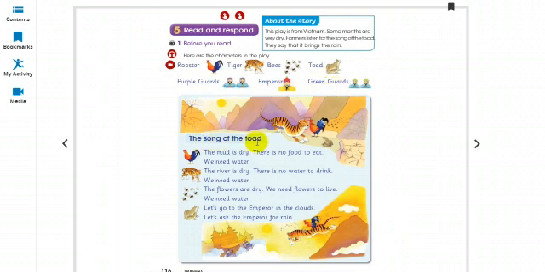The song of the toad. The mud is dry, there is no food to eat. We need water. The river is dry, there is no water to drink. We need water. The flowers are dry, we need flowers to live. We need water. Let's go to the emperor in the clouds. Let's ask the emperor for rain.